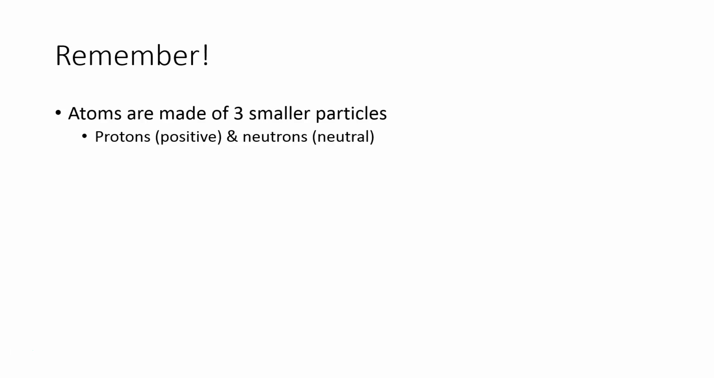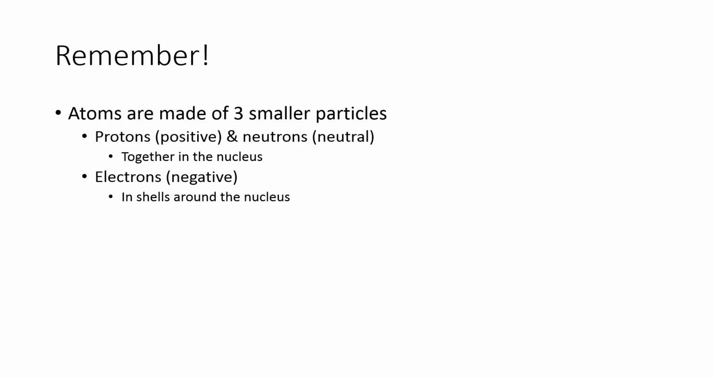So, as a revision, please remember that atoms are made of three smaller particles. Protons, which are positive, and neutrons, which are neutral, are found together, lumped up to build the nucleus, and that's found at the very center of the atom. Also, the third type of subatomic particle is called electrons, and those are negative. They are found in shells around the nucleus.